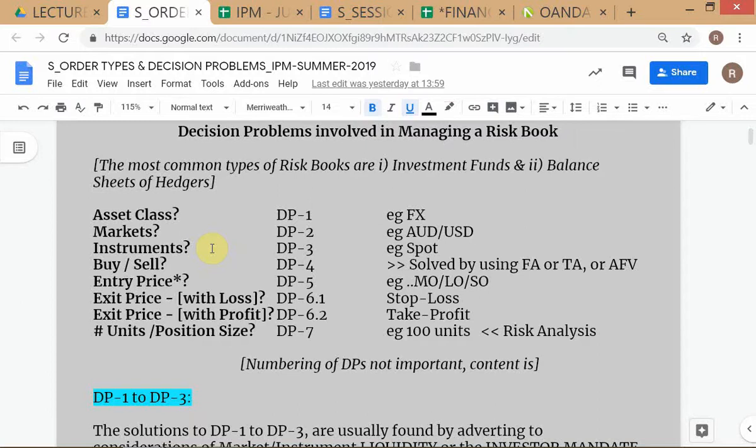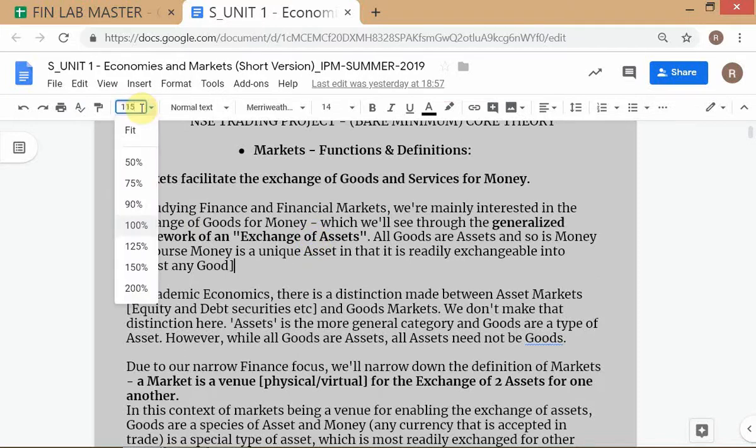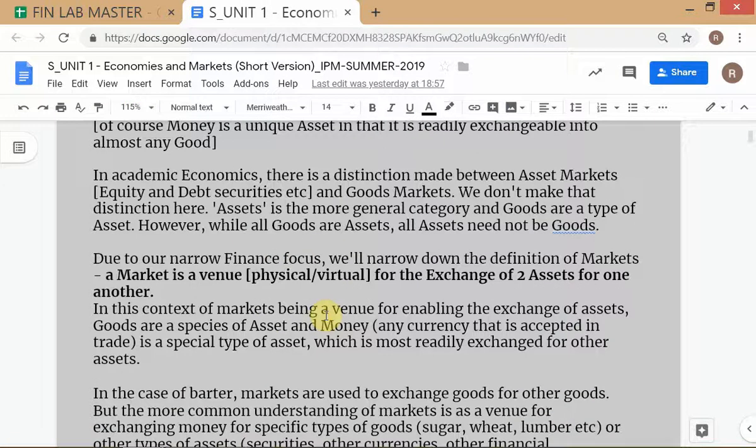To understand the first three decision problems, you have to understand what asset classes, markets and instruments are. So let's go back a little bit, to your short version of the markets module. Are you following my logic? Yes, sir. Okay, we have to do markets first, because we want to get you quickly to the asset classes, markets and instruments.